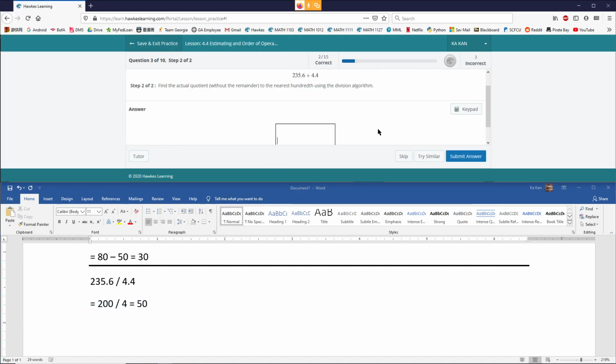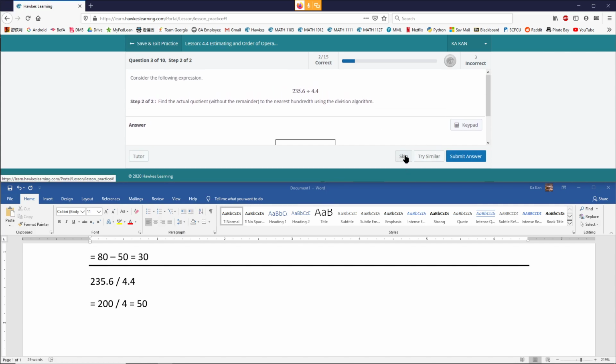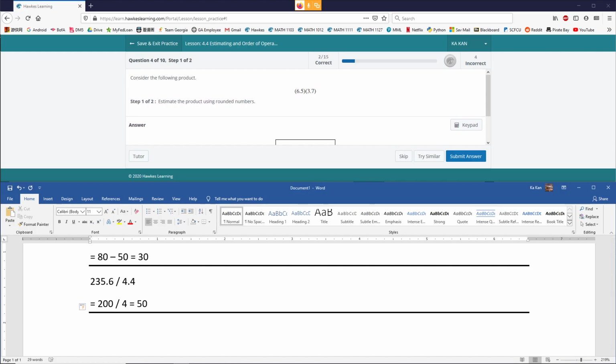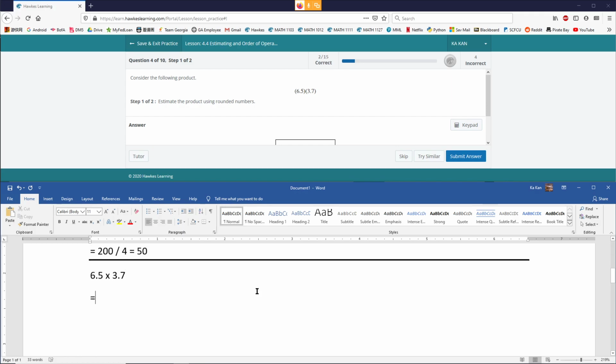Let me see the next problem. That's just the actual problem, all right. So what about a multiplication? So this one, I would say 6.5 times 3.7, right? Well, look at this. 6.5 is almost 7.